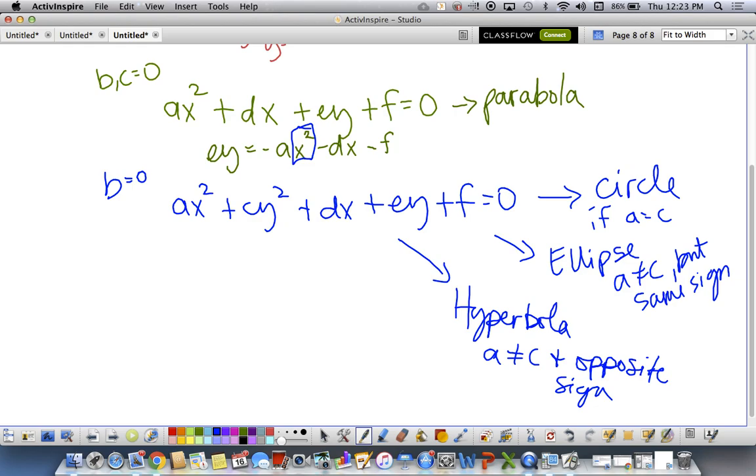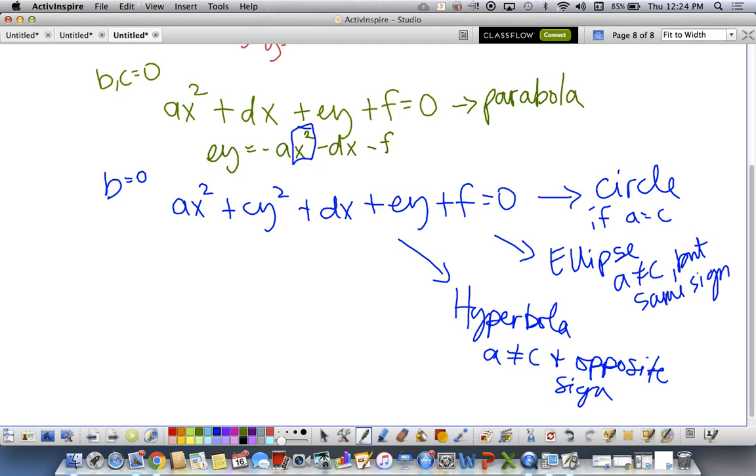Why is A equals C a circle? Because they have to be the same numbers to make a circle. It's x squared plus y squared equals r squared, the coefficient in front of x squared and the coefficient in front of y squared. R is just a number. Wouldn't it be length squared? Not necessarily. I can say x squared plus y squared equals 9, and then it's 3. So it's 3 squared. R is still just a number.